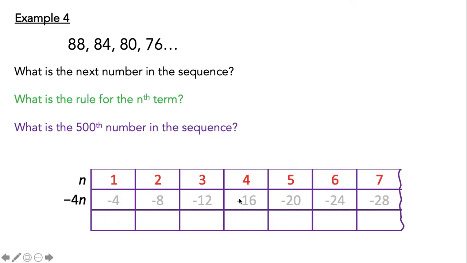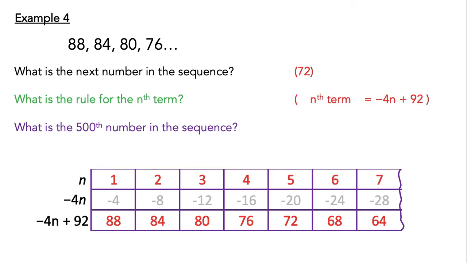So we need to add something to all of these in order to make them the same as these. So what do we need to add to minus 4 in order to get it up to 88? Well, we need to add 92. So if we add 92 to everything, we get the right numbers. And the rule is that the nth term is minus 4n plus 92. So answering the questions, the next number in the sequence was 72. The rule for the nth term was that the nth term is minus 4n plus 92.